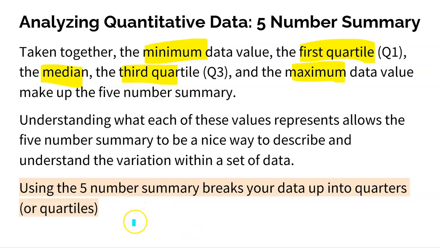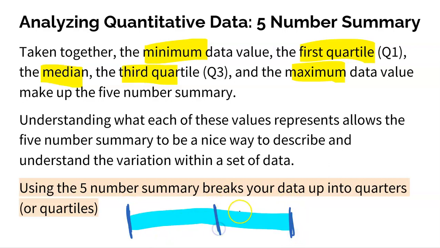So if we have our data, here's the minimum. Here's the maximum. The median's right in the middle. That breaks the data into 50% above, 50% below. Then Q1 breaks the middle of the bottom. Q3 breaks the middle of the top. So now we see our data gets broken down into quarters. That's pretty easy to do.